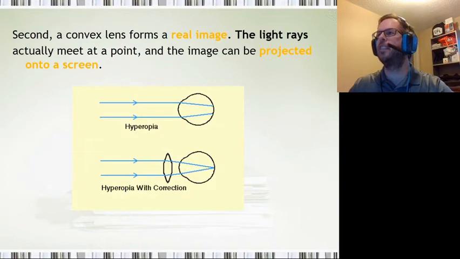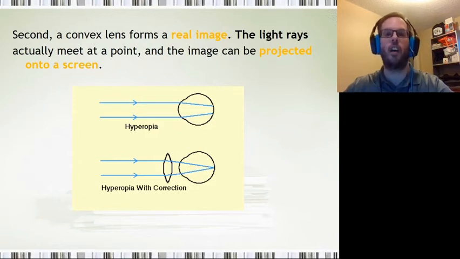Okay, and then the second, this is a really important reason, is that because they converge light, they form real images. Okay, we remember we talked about mirrors the other day, and convex mirrors do not form real images, they form virtual images, images that were right side up, but they were formed on the opposite side of the mirror. They don't appear to us. We can't see that image on a screen or something like that.